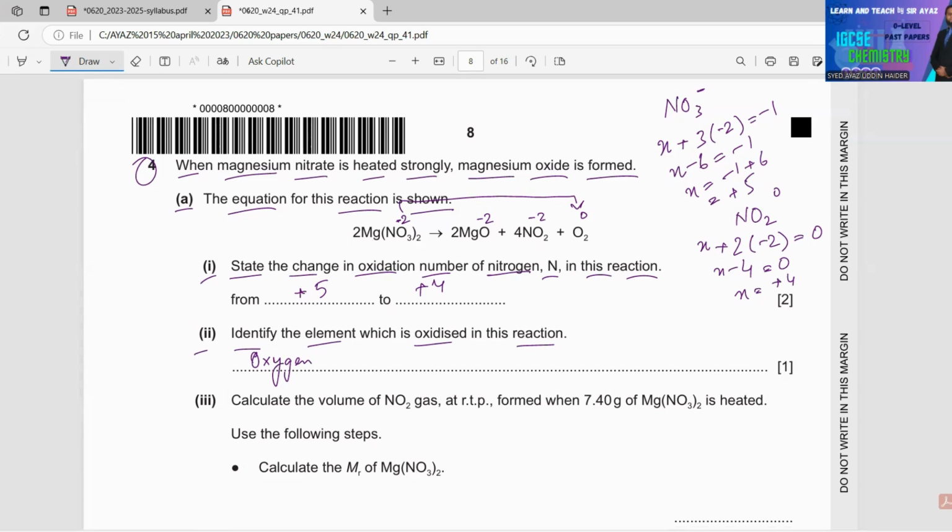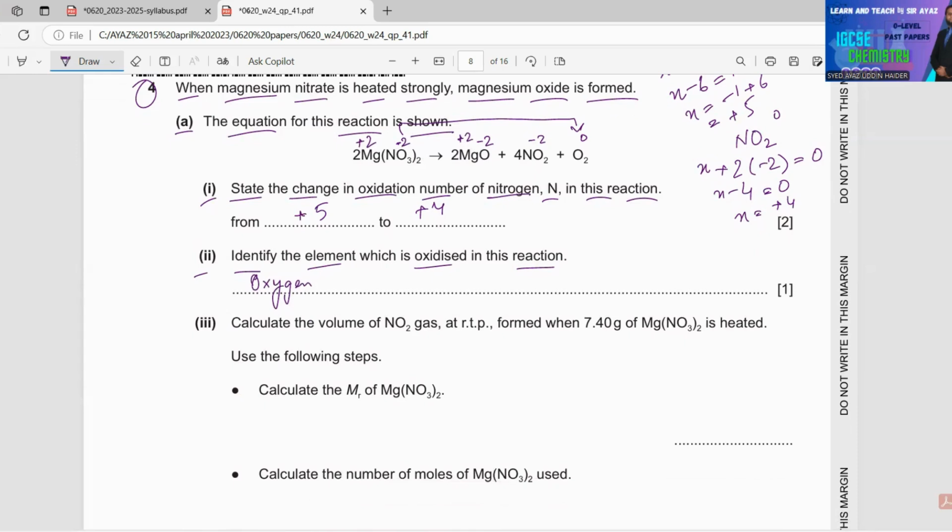Oxidation number of magnesium remains the same on both sides of the equation, +2 on the reactant side, +2 on the product side. So oxygen is the only element which is oxidized in this reaction. Number 3, calculate the volume of NO2 gas at RTP formed when 7.4 gram of Mg(NO3)2 is heated.